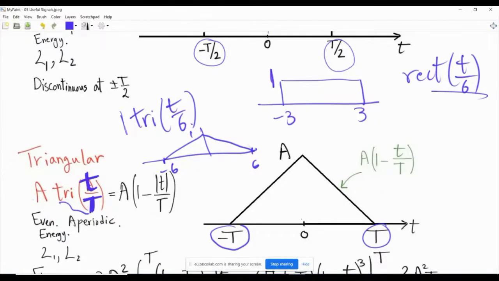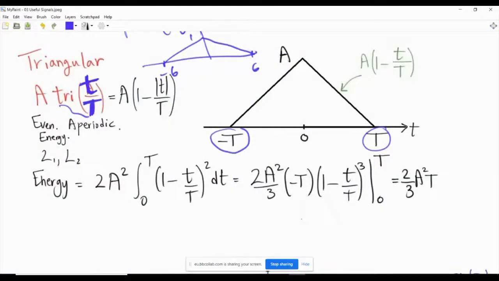It's L1, L2, and you can compute its energy. And here, for example, I'm computing the energy. Since this is an even function, if you want to compute the energy, you should integrate from minus big T to big T. But because this is an even function, and if you square it to compute the energy, you will get an even function, then you can just do the integral from 0 to big T, and you multiply by 2. Okay. So those are very important.